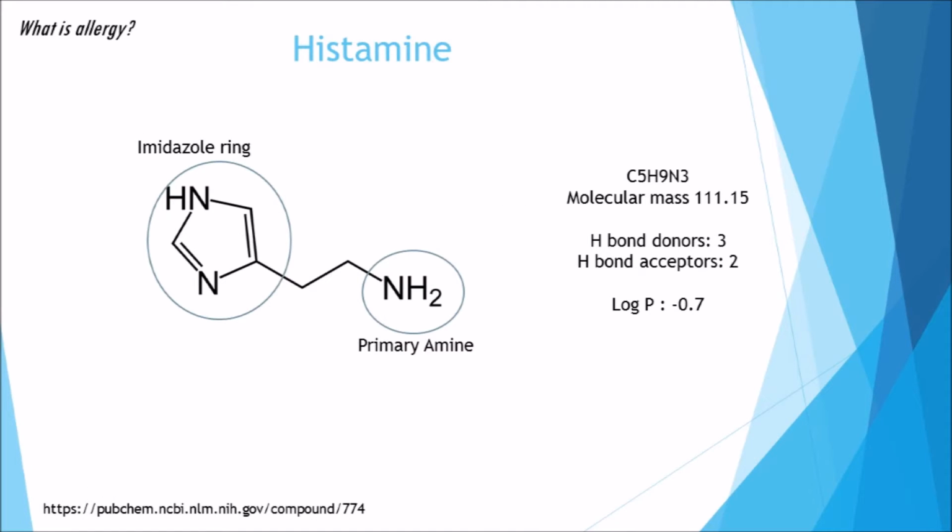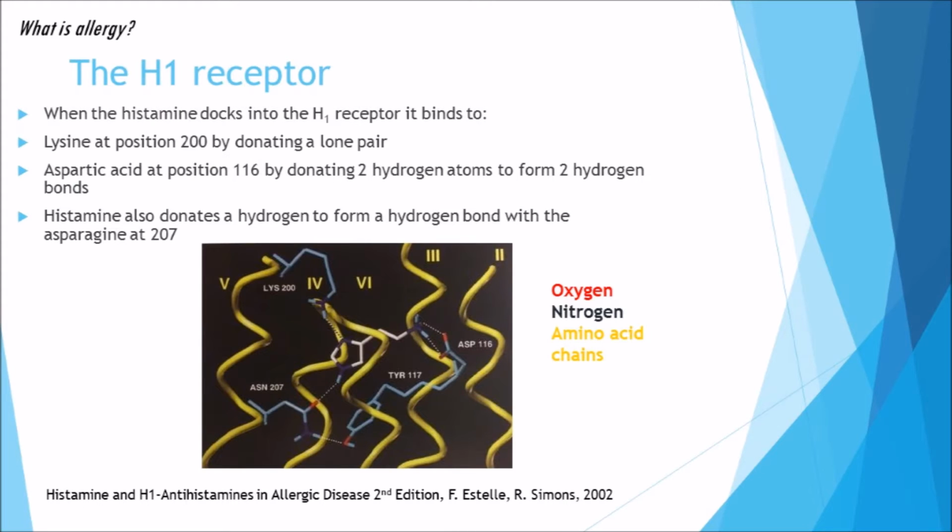Histamine is a simple molecule with an imidazole ring, a hydrophobic chain and a primary amine. When in contact with the H1 receptor, the receptor that triggers allergic effects, it binds by bonding at specific sites. One of the imidazole nitrogens donates a lone pair to the lysine at position 200. The other nitrogen in the imidazole ring donates its hydrogen to bind to the asparagine at position 207. The primary amine donates both its hydrogens to form two hydrogen bonds with the aspartic acid at position 116.